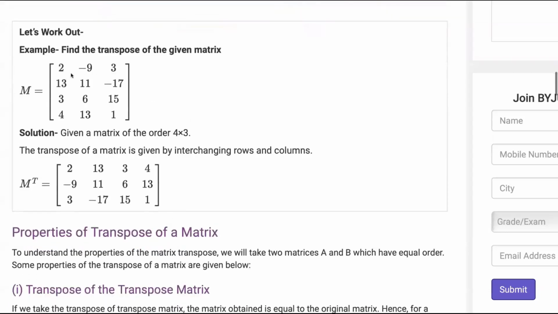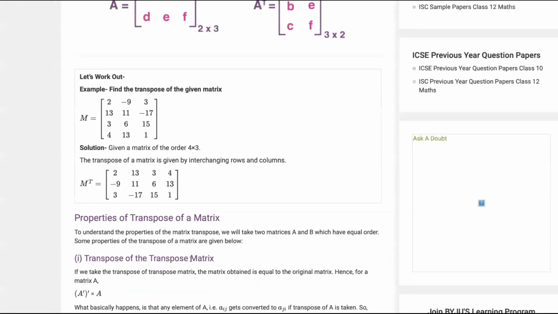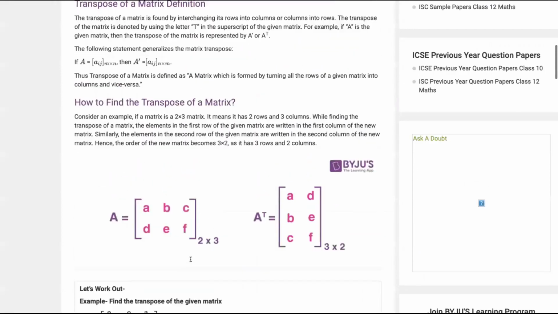This one is the first row: 2, negative 9, 3. It will become the first column here. So 13, 11, negative 7 will become the second column. That's all. That's why if this is 4 by 3, if you get the transpose, it will become 3 by 4, also interchanged. So that's a transpose. We have properties of transpose, but we will not tackle that. That's the transpose of a matrix.